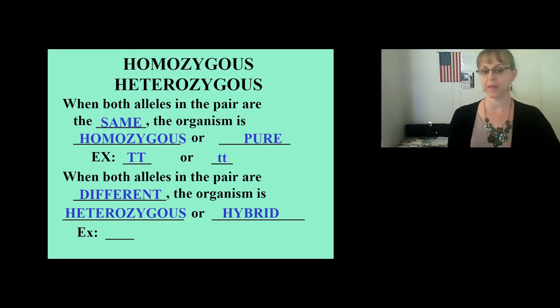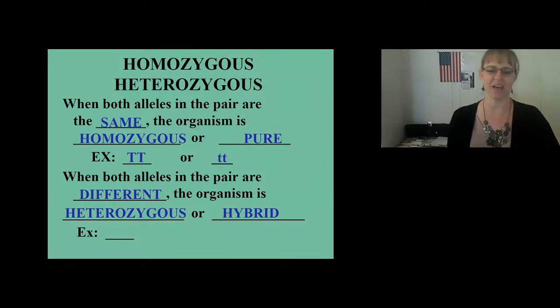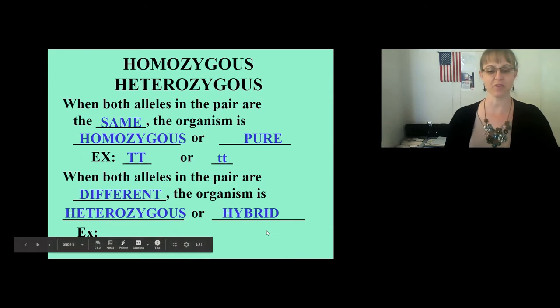And remember, homozygous is like homosexual in that a homosexual couple dates the same sex, and a homozygous genotype has two of the same gene. Then a heterosexual couple dates a different sex from their own, and a heterozygous genotype has two different letters. Well, one's capital and one's lowercase. For example, a capital T and a lowercase t.